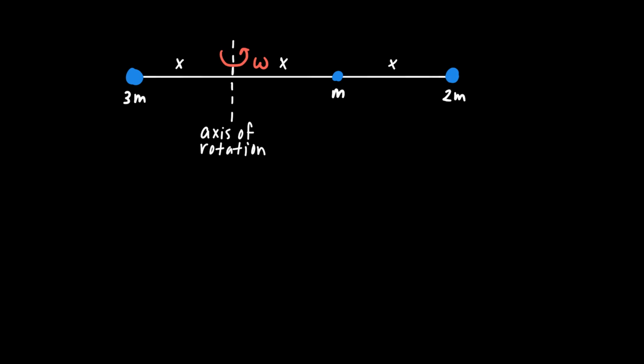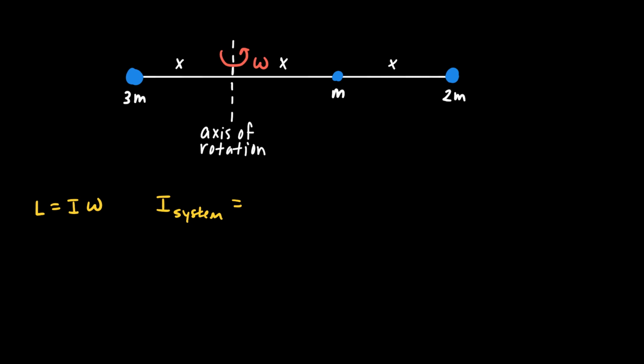Now what I'd like to do is look at an example where we try to find the angular momentum of this system. If we know that the angular momentum of any system is given by I times omega, then when I say find the angular momentum, what I mean is find the moment of inertia of the system and multiply it by the angular velocity of that system. And in this system, there are 3 point masses, the 3m, the m, and the 2m, and the rod is massless.